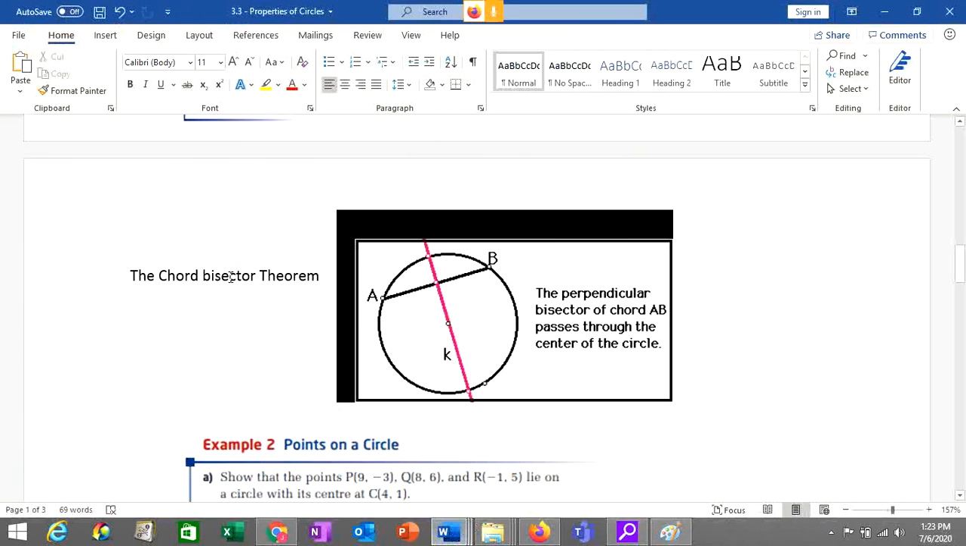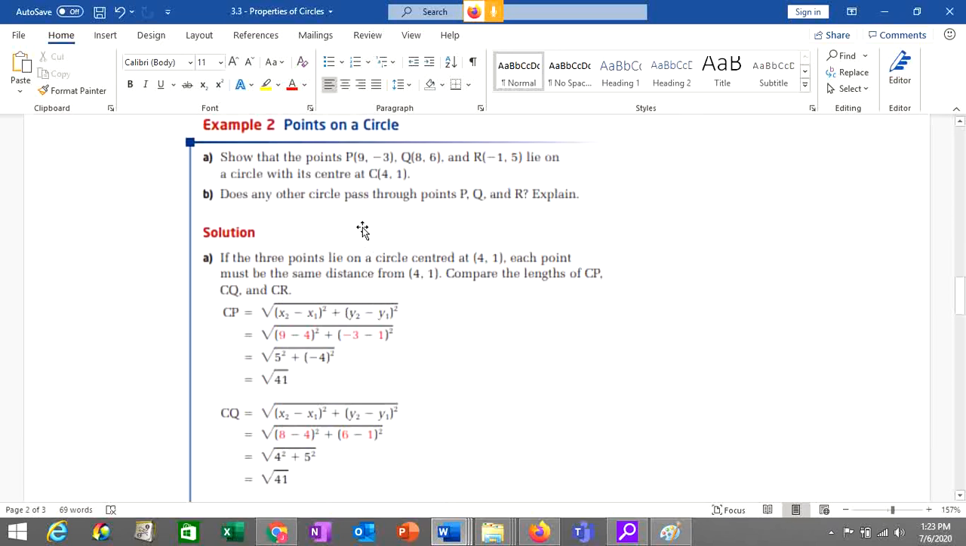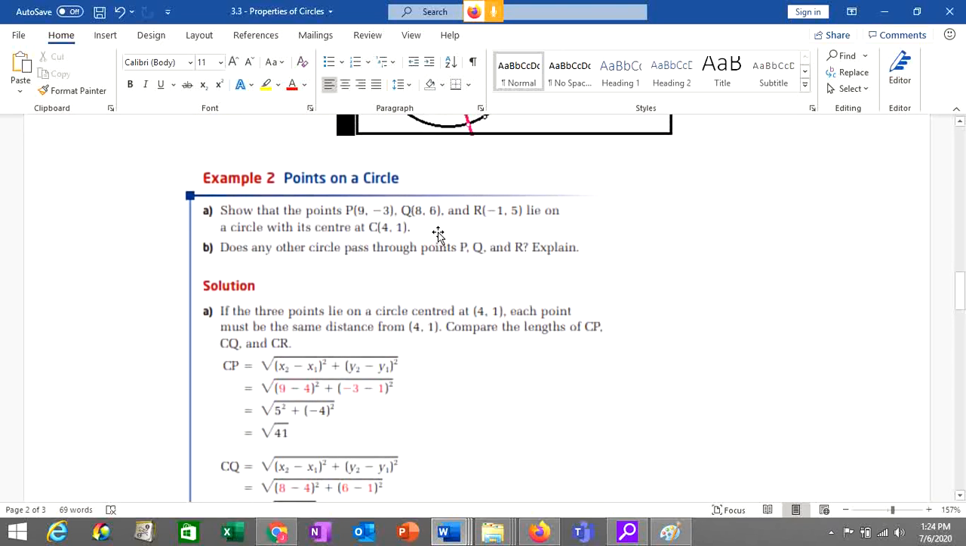Let's go back. Points on a circle. Show that the points P (9, -3), Q (8, -6), R (-1, 5) lie on a circle with a center of (4, 1). So remember what we just said on Paint there. We just said that the center of a circle is equally distant from any point on the edge of the circle. So all of these points will be equally distant from C if we have a circle. So if I can show that all of these points are equally distant from C, then they will all be points that are on a circle with a center at (4, 1).